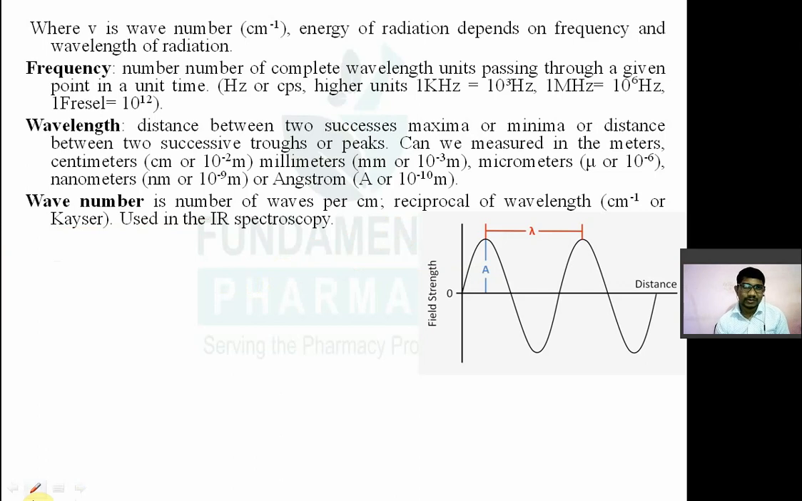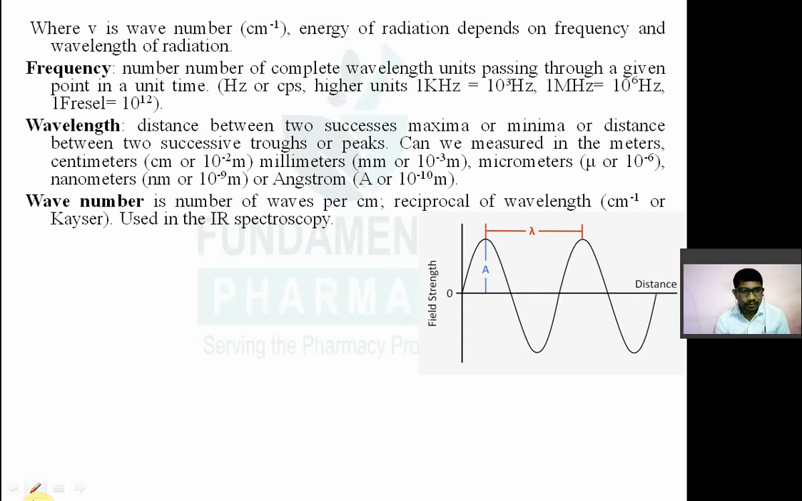Okay, what is frequency? Number of complete wavelength units passing through a point in a given unit time, that is frequency. What is wavelength? Distance between two successive maxima or minima, or crest or trough, that is the wavelength. Wavelength is measured in meters. Frequency is measured in hertz or cycle per second. Forget cycle per second, remember hertz. Cycle per second is the lower unit of frequency. Higher units are like 1 kilohertz, which is equal to 10 raised to 3 hertz, and 1 megahertz, up to 1 terahertz, which is equal to 10 raised to 12 hertz.